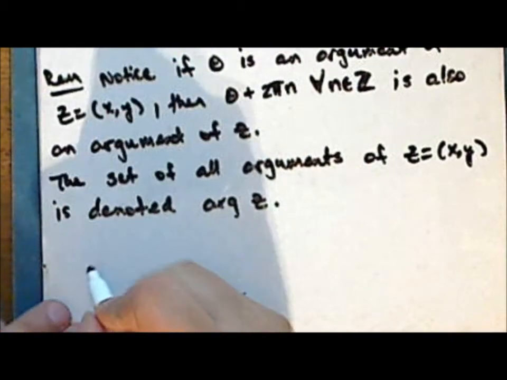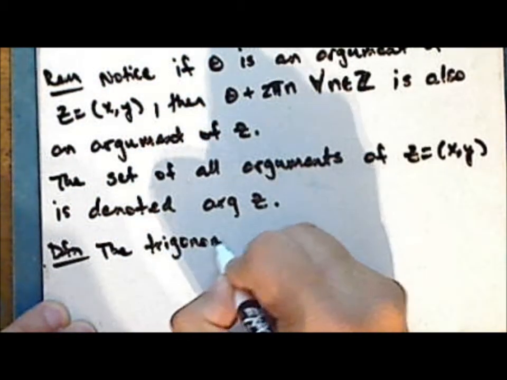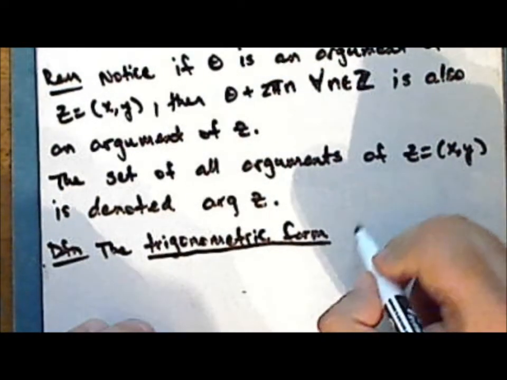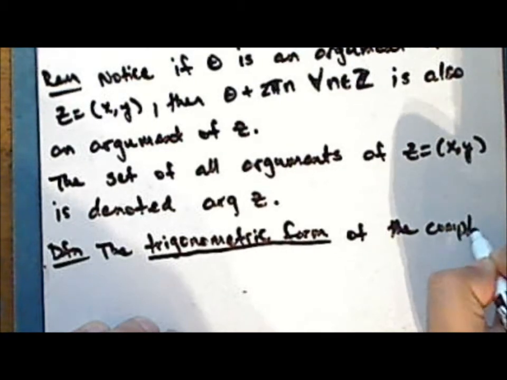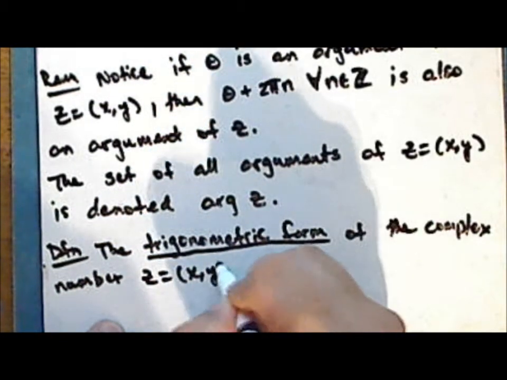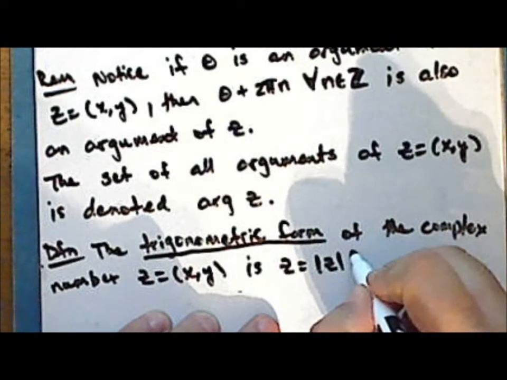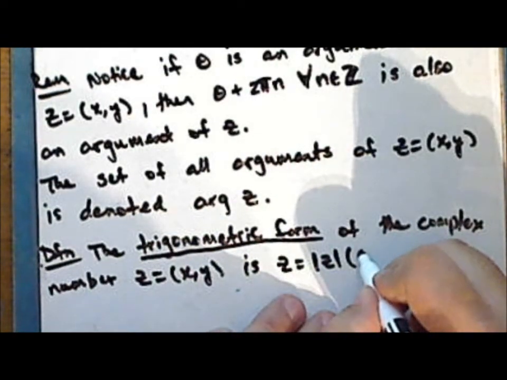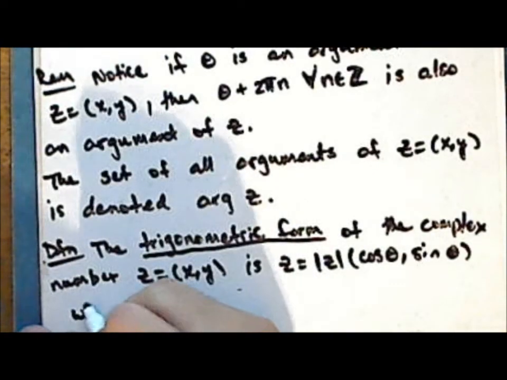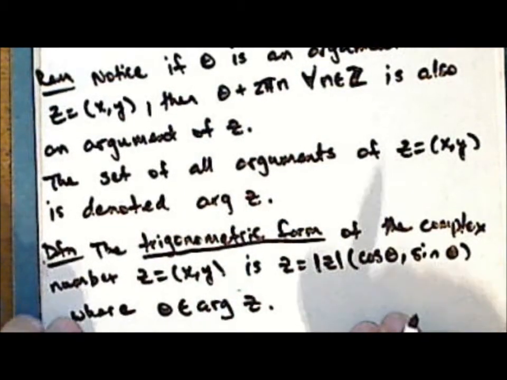Okay, so now we're ready to define the trigonometric form of a complex number. The trigonometric form of the complex number z equals the ordered pair xy is z equals the modulus of z times the ordered pair, whose first component is cosine of theta and the second component is the sine of theta, where theta is an argument of the complex number z. All right?